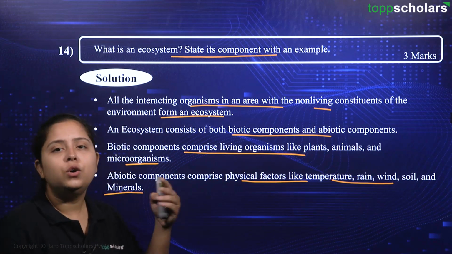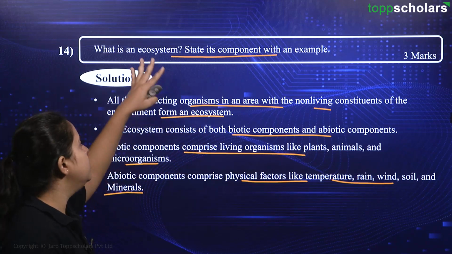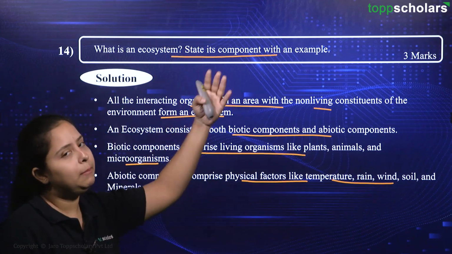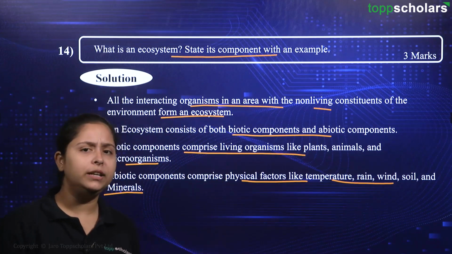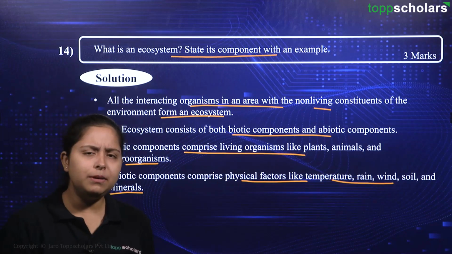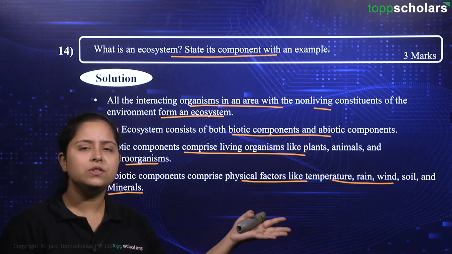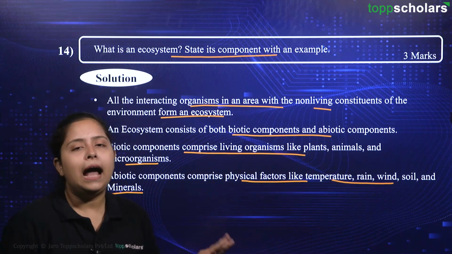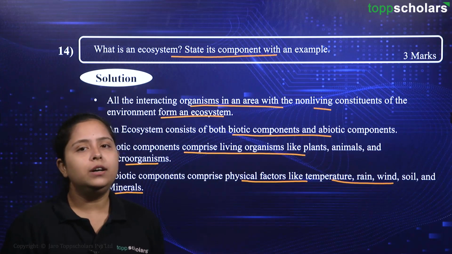So this is a very simple question. You need to mention what an ecosystem is, then what the abiotic components and biotic components are, along with the example. Very simple question. Just imagine an aquatic ecosystem or a terrestrial ecosystem and then you are good to go with both of the components.